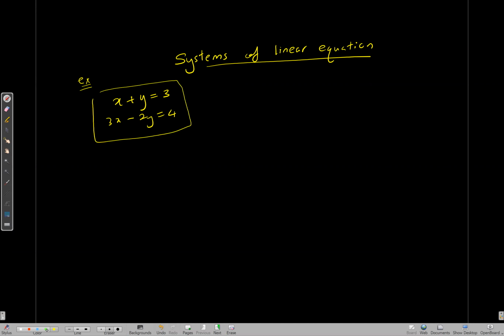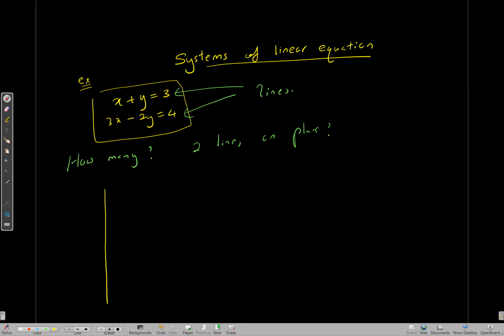Now, if you try to draw them, these are linear equations. So both of them are actually lines, right? Now, a question: how many different ways can you draw two lines on the XY plane? Now, let me show you. Pause the video and think how many different ways you can draw two lines in the XY plane. Actually, there are three ways.